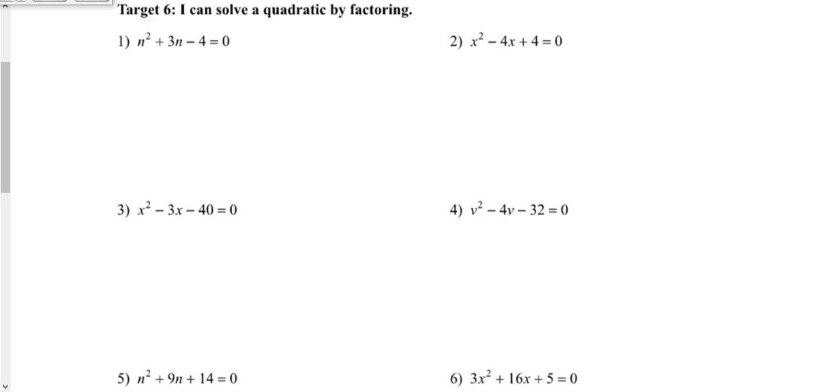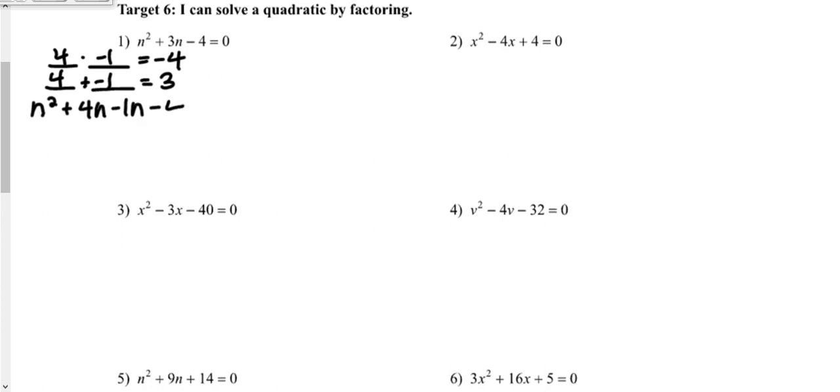So we're going to look for two numbers that multiply to give you a times c, which is -4, and that add to give you b, which is 3. So those two numbers would be 4 and -1. So now we're going to rewrite our quadratic using those numbers. So n squared plus 4n minus 1n minus 4. And we're going to group.